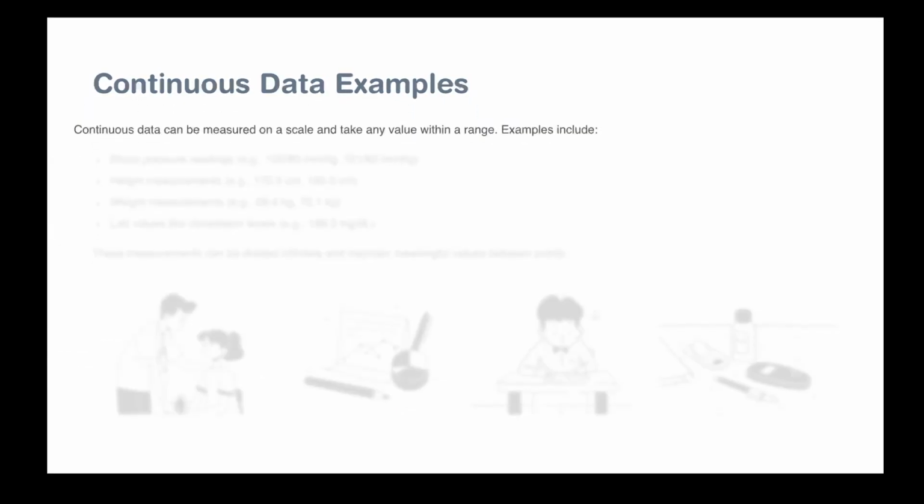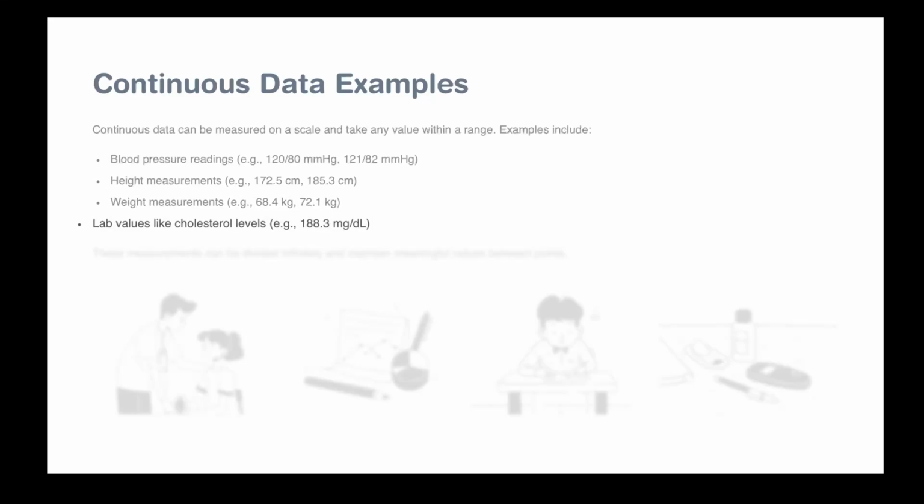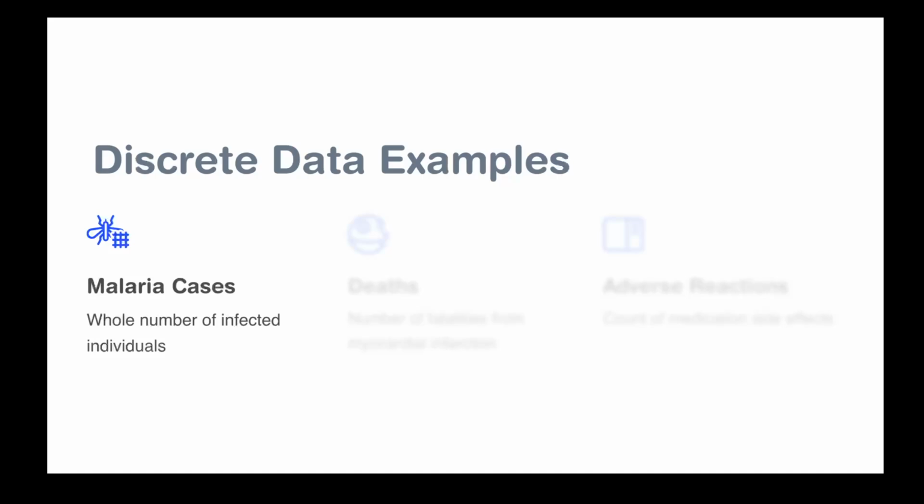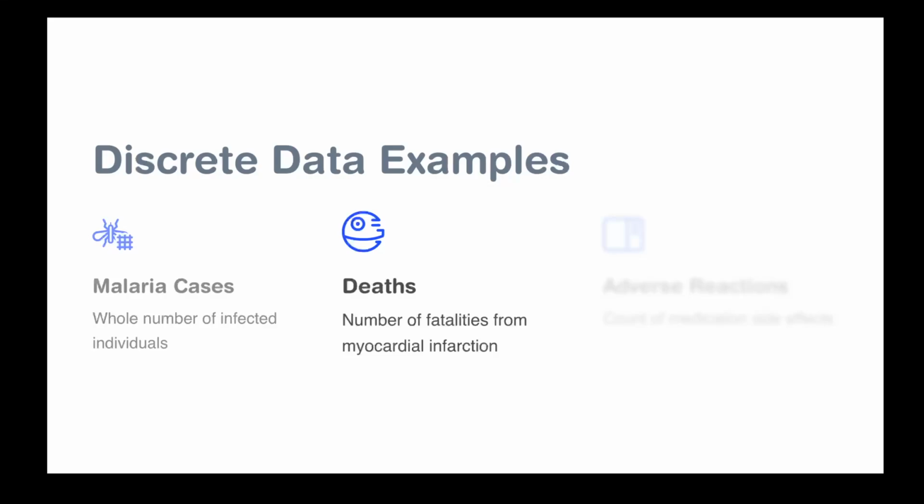Continuous data can be measured on a scale and can take any value within the range. Examples include blood pressure measurement, which could be 120 by 80 or 121 by 82 as well, and height measurements like 172.5, 185.3. Similarly, weight and also lab values. These measurements can be divided infinitely and maintain meaningful values between points. Okay, so we have these various data. Discrete data examples include malaria cases, the whole number of infected individuals, and the number of deaths or fatalities from myocardial infarction.